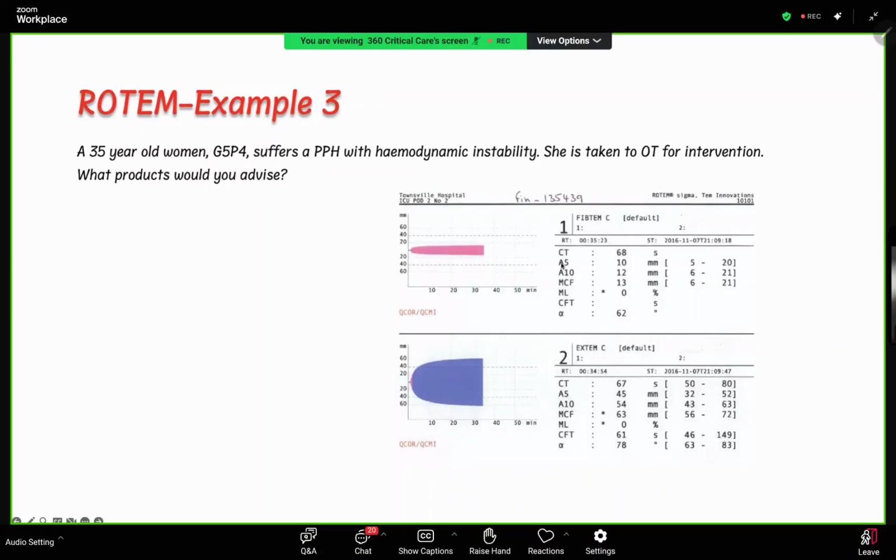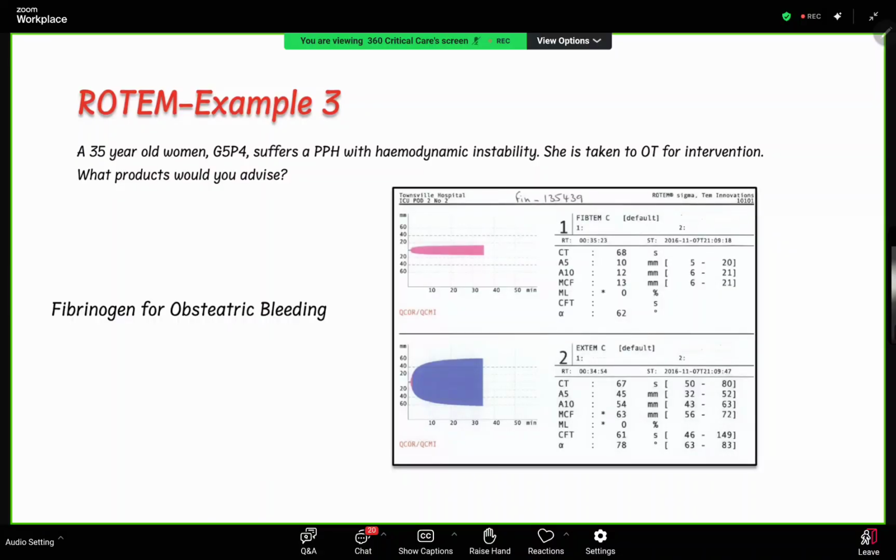So what will you do again? Transfuse fibrinogen for obstetric bleeding. Just keep in mind the obstetric cutoff for A5 in most centers is higher. So you need a higher A5 for obstetric bleeding, at least by 2. In a normal patient who is bleeding, we look for an A5 of 7 or more. But for obstetric, it is 9 or 11. So slightly higher. Okay, right. Let's go to the next one.